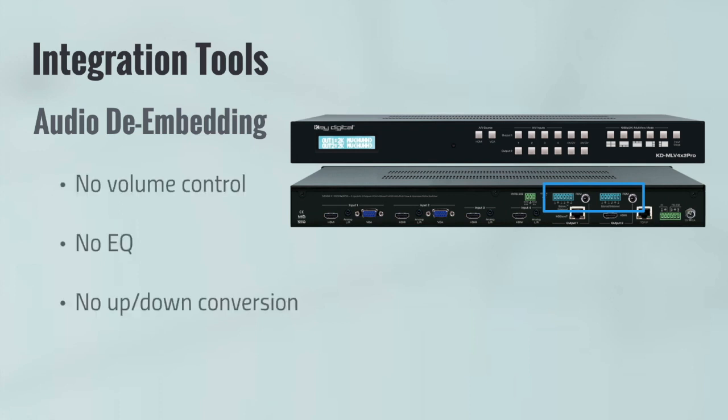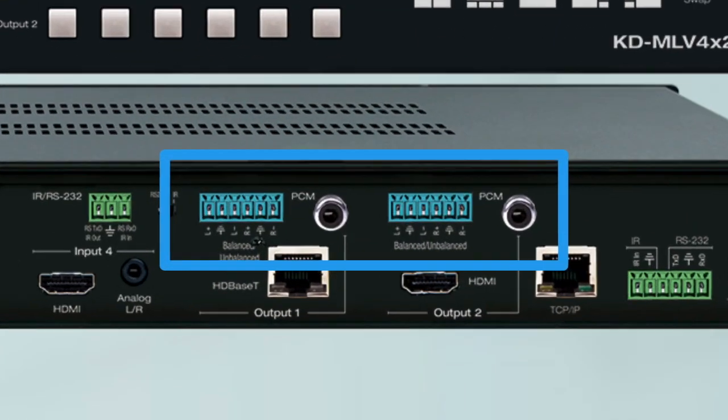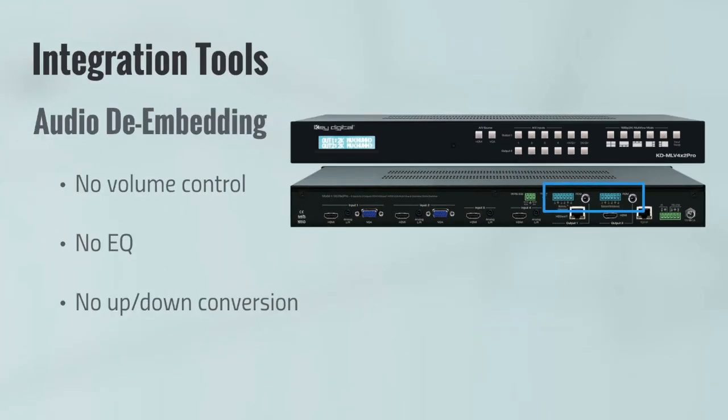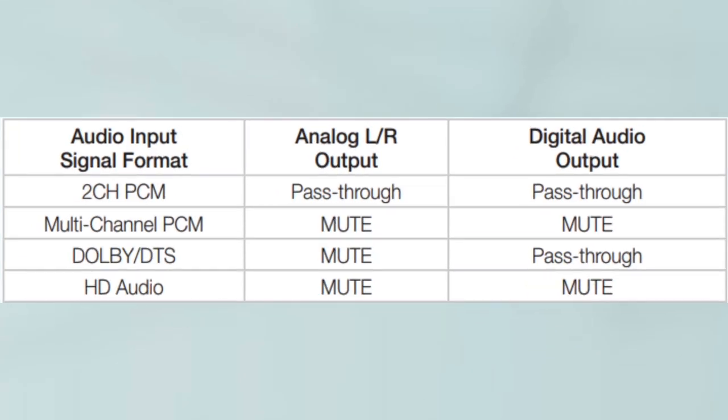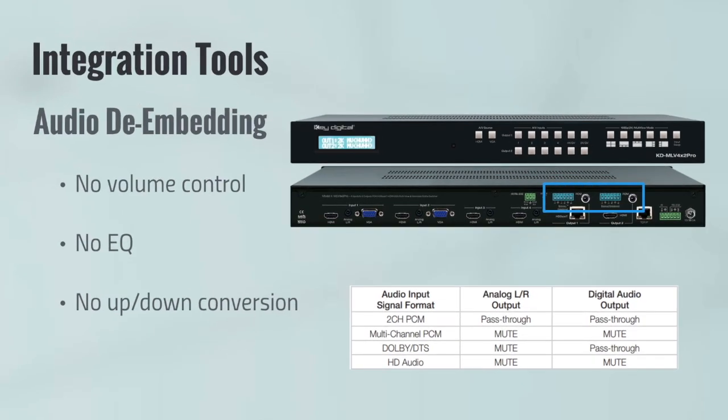The audio de-embedding is on analog on a 6-pin Phoenix connector, digital on a PCM connector. However, there are no volume controls, no equalization, and no format conversion, meaning that if you wish to utilize the analog audio connection port, then your incoming audio formatting should be 2-channel PCM from your source. Any incompatible formats, we will mute the respective audio de-embed output connector to avoid any unwanted noise.